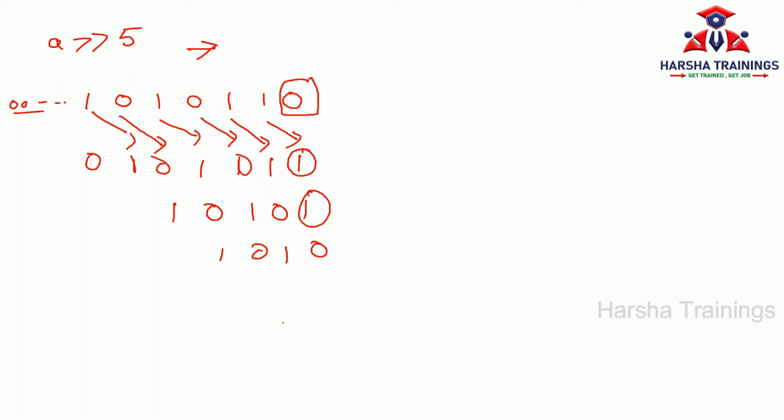What happens if you are moving to the right side? Actually, in the right side, there is no place. If there is no place, in the sense, we lost the bit. So, what is the decimal number for this one?